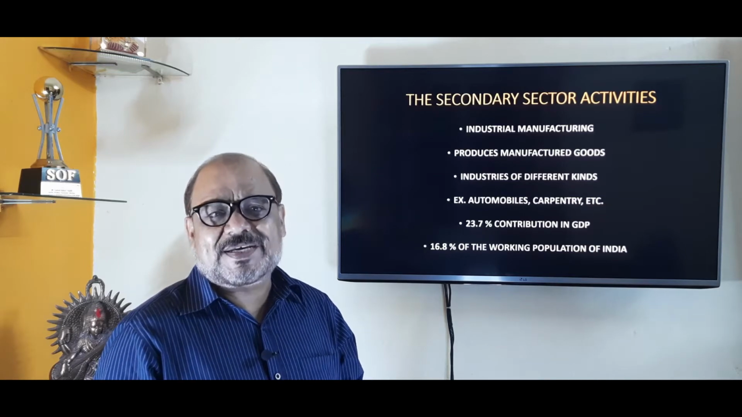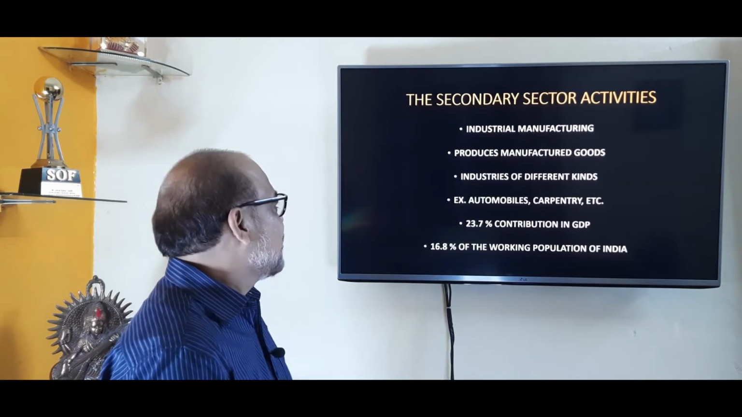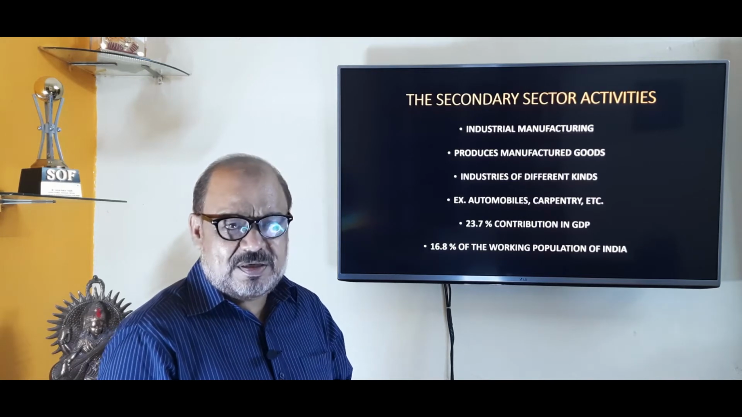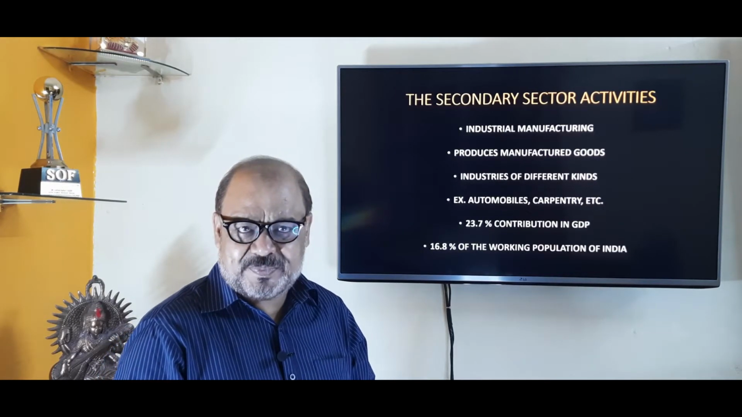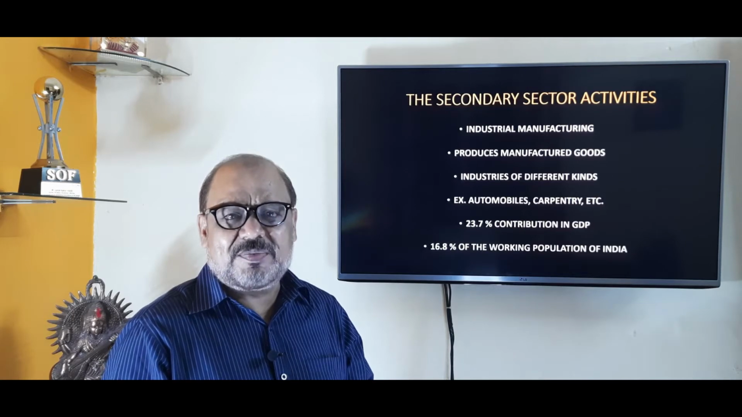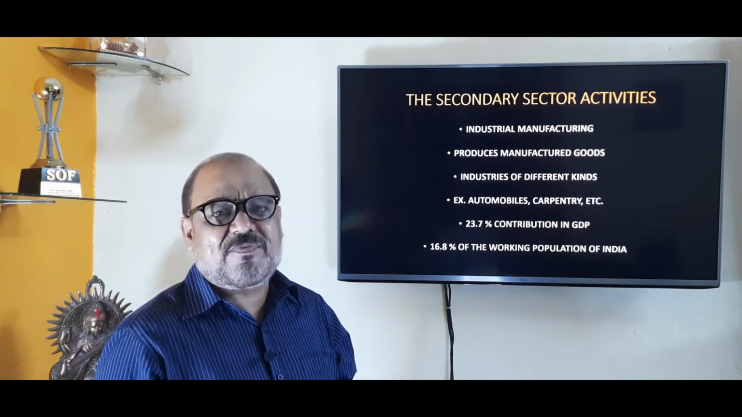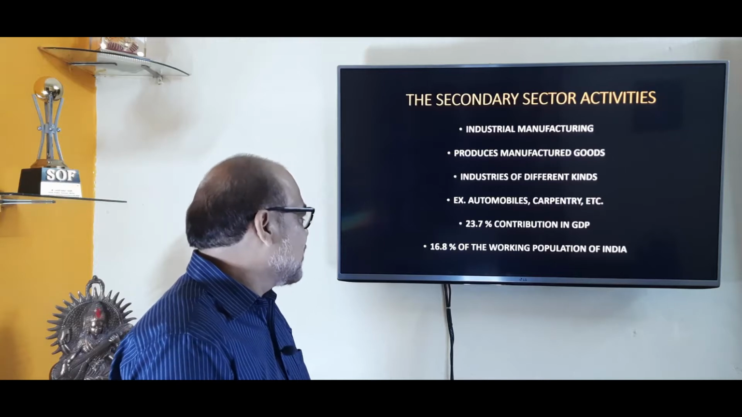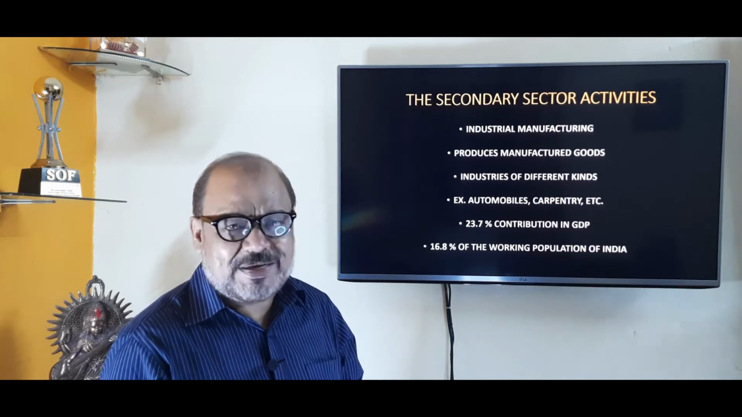The second sector of activities in economics is the secondary sector activities. Under the secondary sector activities, industrial manufacturing comes, and this manufacturing sector produces manufactured goods. We can say that the secondary sector utilizes the products of the primary sector and manufactures them into manufactured goods. Industries of different kinds, for example, automobiles, carpentry, etc., come under the secondary sector activities.